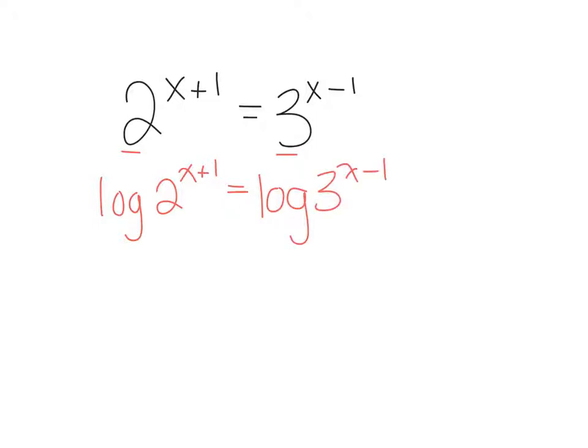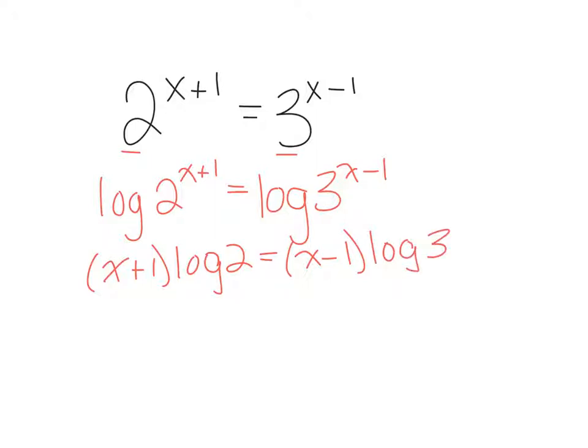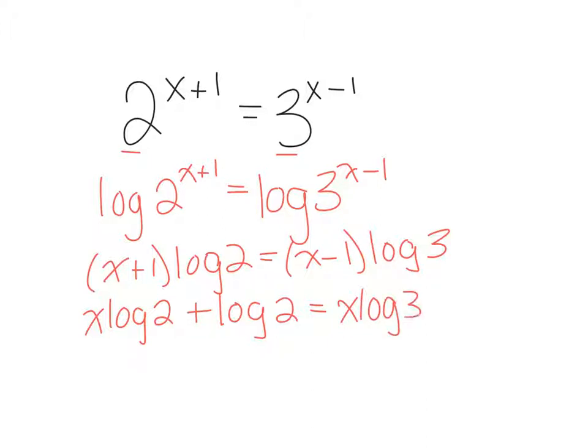And then I'm going to use my power law of logarithms. I'm going to take the exponents and write them in front of the logs. x plus 1 log 2 equals x minus 1 log 3. And then I'm going to separate those brackets. They're in front of my logs, so I'm going to make it x log 2 plus log 2 equals x log 3 minus log 3.